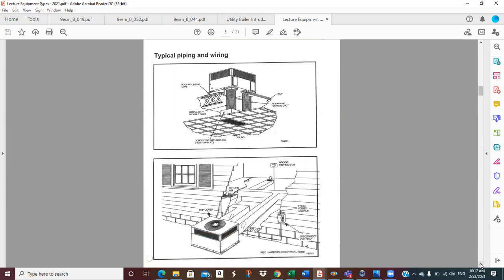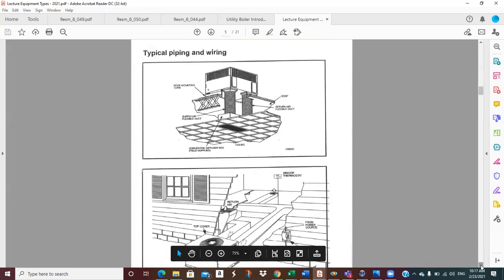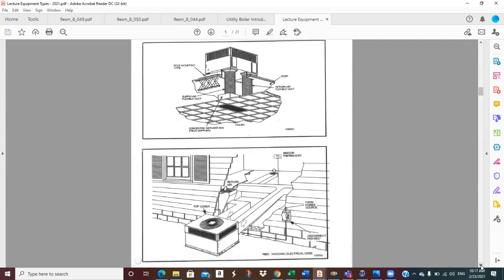what I do want to hit home here on these slides is this is what is called a package system. Okay, and this is DX equipment, which means that we only have refrigerant. This is not chill water, even though you can have a unit that sits up on top of the roof that has chill water coils in it, but this is in here to discuss what you would have in your house.